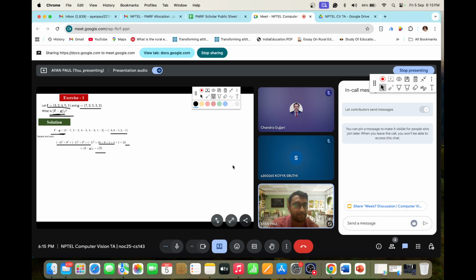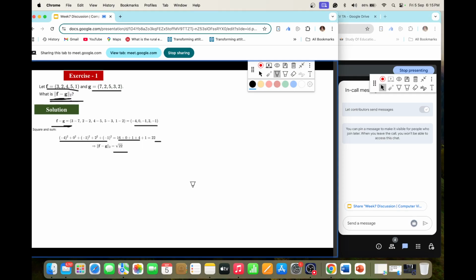Simple question. Similarly, you can find the L1 norm also, and the Lp norm also. If the p value is given, you can directly find the L1 norm or Lp norm.